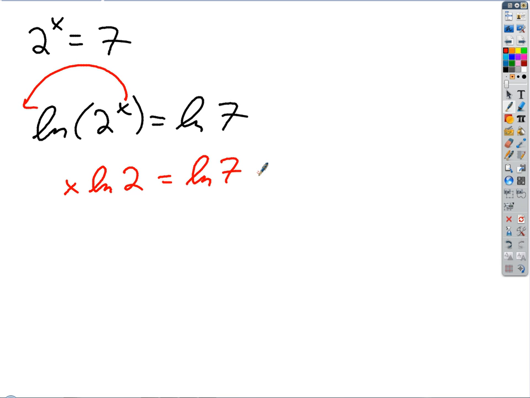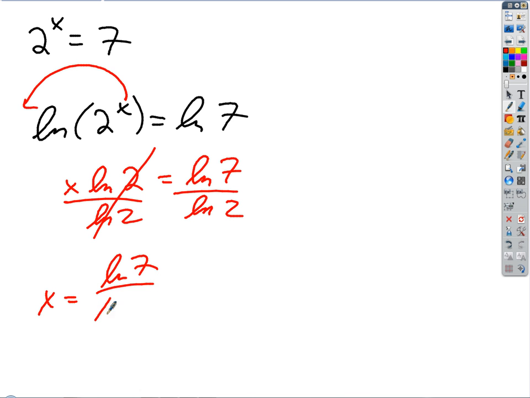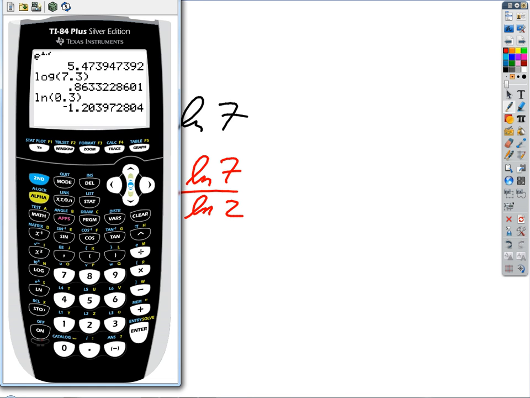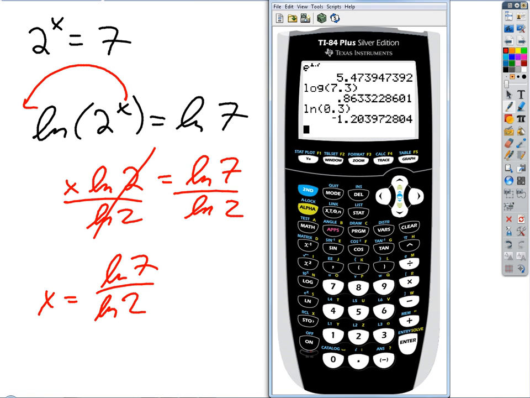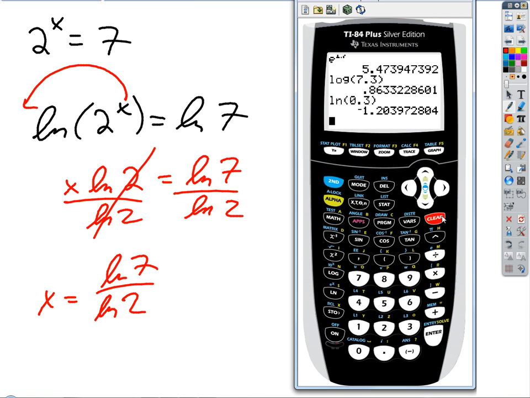Just divide both sides by that weird number. So those cancel, and I just get x equals the natural log of 7, whatever that is, over the natural log of 2. And that's just something that my calculator gives me, right? I just go in here and just say natural log 7 divided by natural log 2, and that's it.